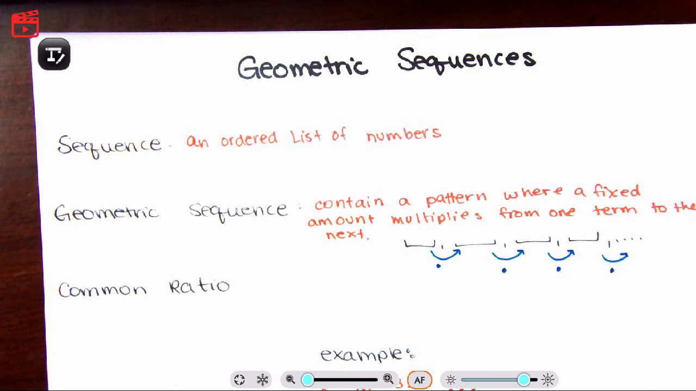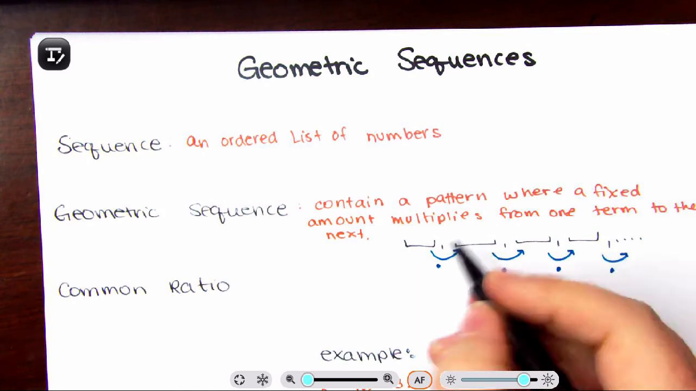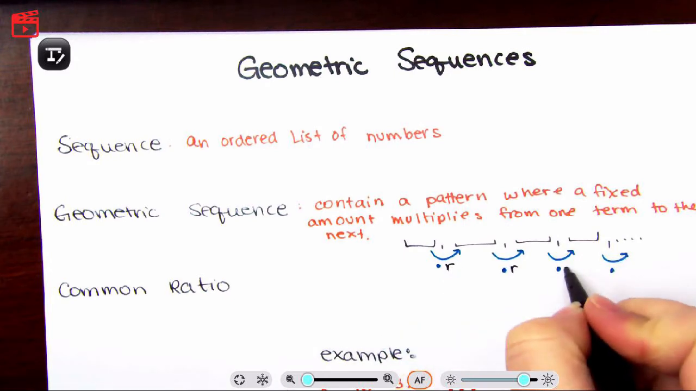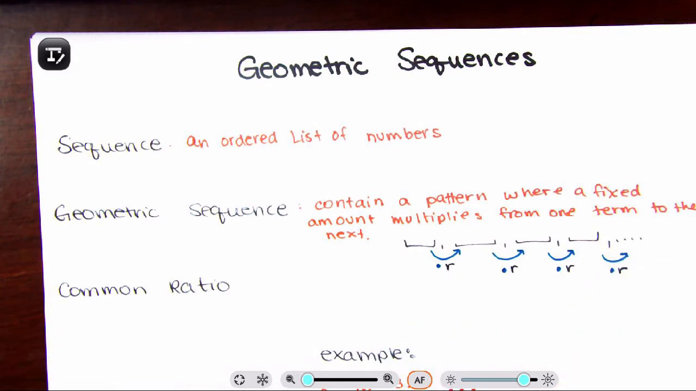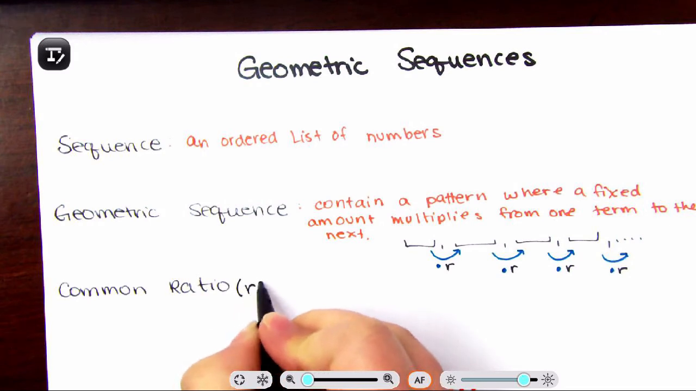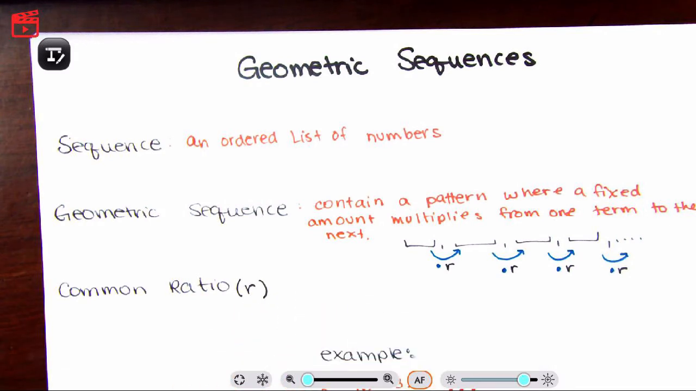Now, because we're multiplying, the number we are multiplying by, I'm going to call it little r, is called the common ratio. The common ratio is indicated by a lowercase r, and the common ratio is the pattern. So what is the pattern? What are we multiplying by?